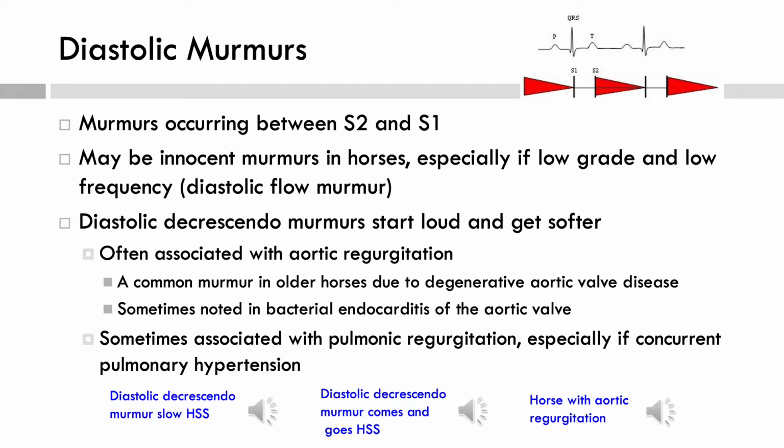A diastolic decrescendo murmur is a common murmur in older horses due to degenerative changes of the aortic valve. A diastolic decrescendo murmur of aortic regurgitation can also be heard in dogs and cats and horses when they have bacterial endocarditis of the aortic valve. So for starters, we'll listen to a diastolic decrescendo murmur at a somewhat slower heart rate.